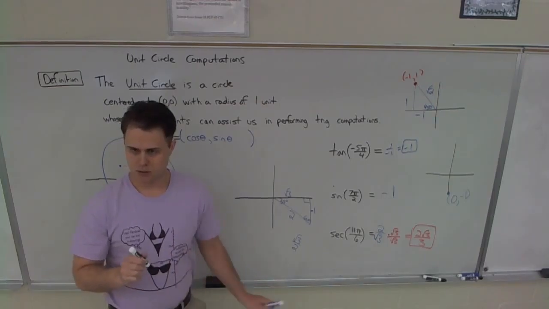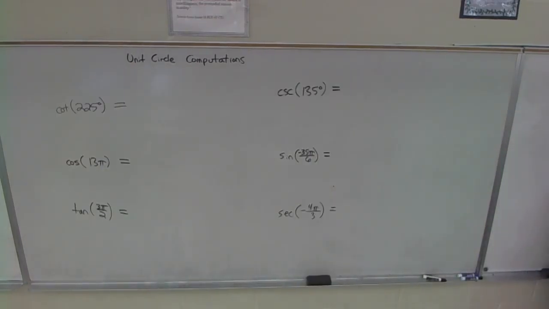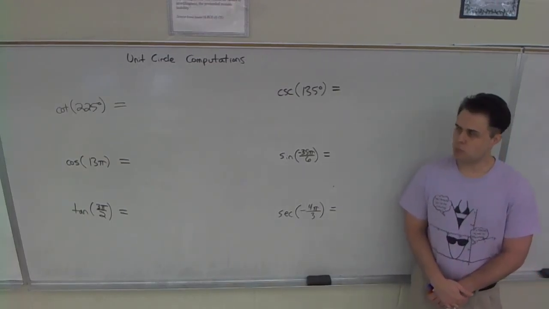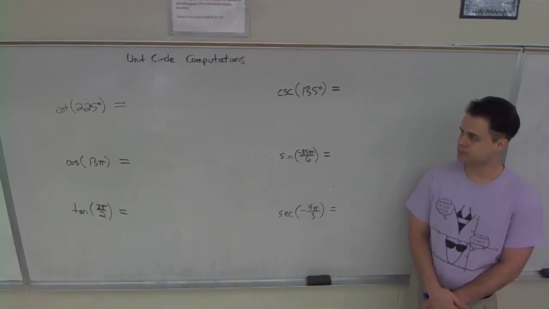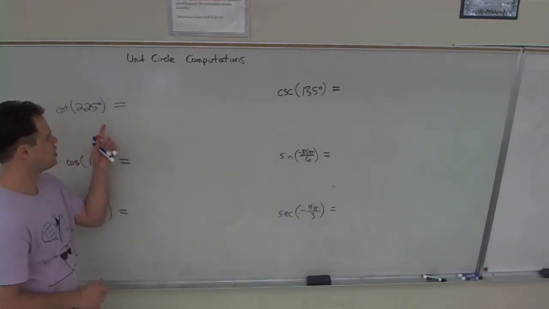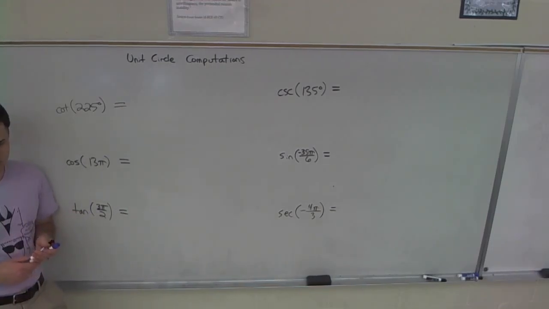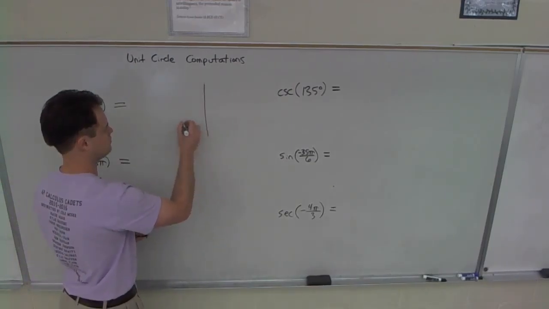Okay, let's do a few more examples. All right, so more basic unit circle computations. Let's do 6 more. So cotangent of 225 degrees. This time we don't have radians to count by, but I think the principle's the same. We need to figure out where 225 degrees is. Can you guys help me draw that?